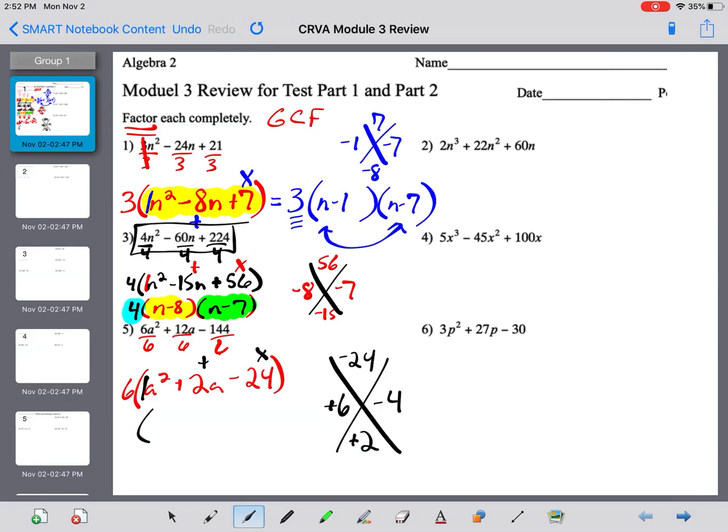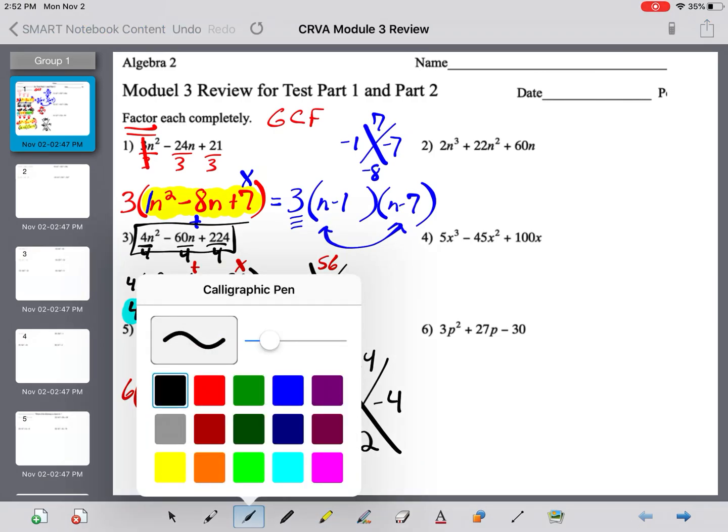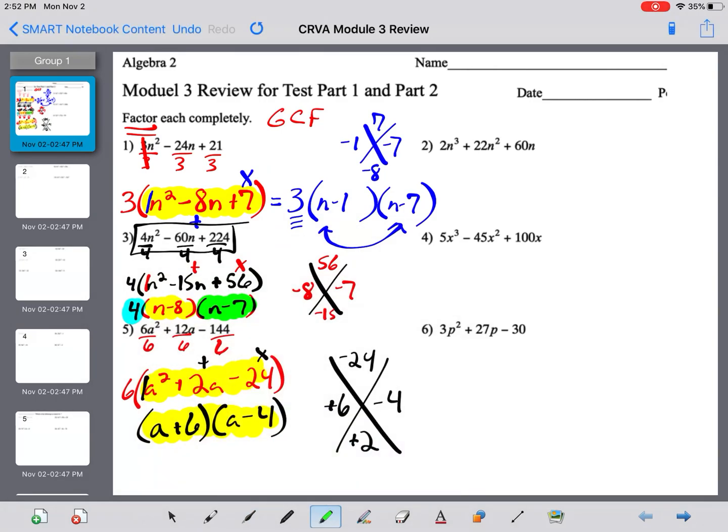So in other words, that trinomial up above could really be written as a plus 6 times a minus 4. And if you FOIL this all together, folks, you'll see that if you multiply these terms together, you do get what's up there. And then if you multiply 6 into these 3, you get what's there. Don't forget to bring your 6 down for your final answer.